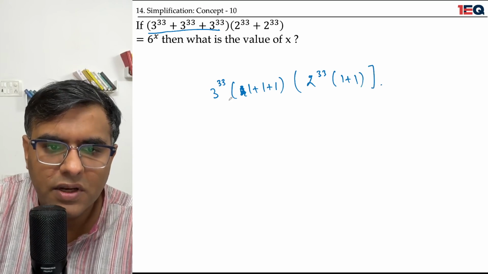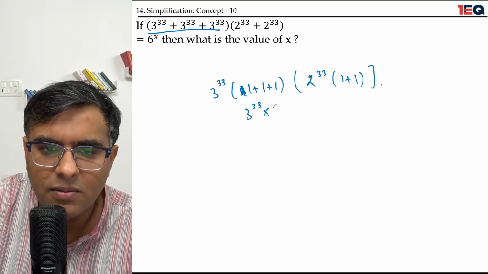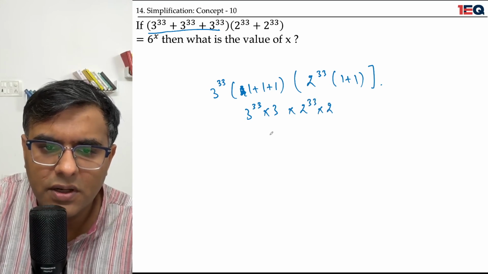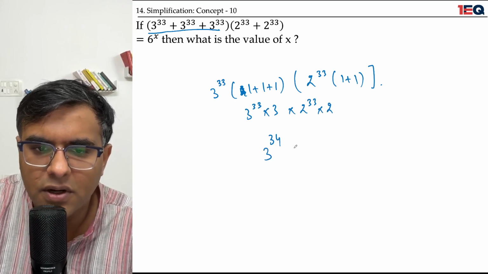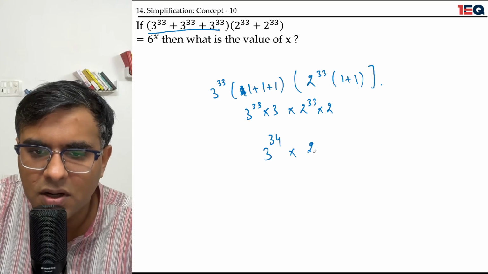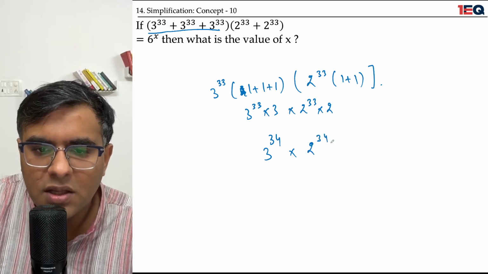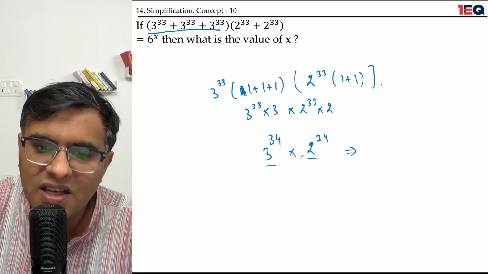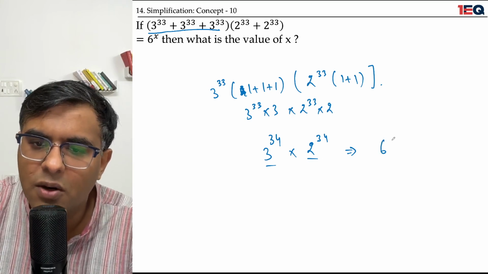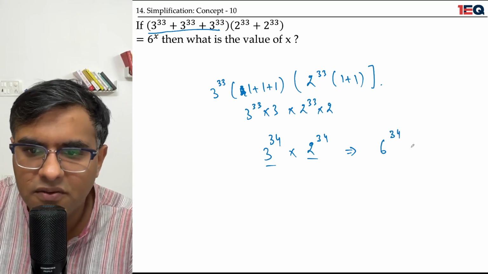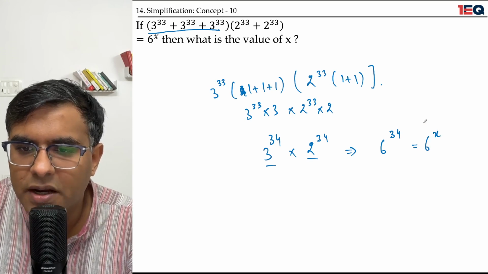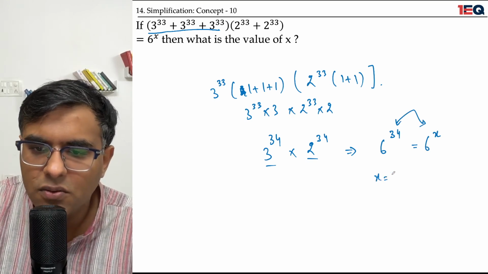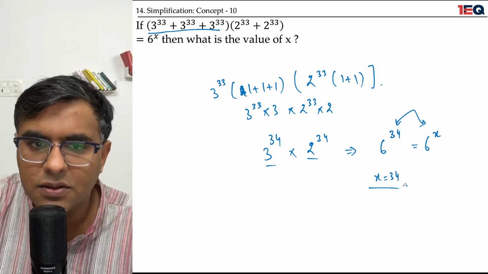Okay, so 3 raised to power 33 multiplied by 3, multiplied by 2 raised to power 33 multiplied by 2. 3 raised to power 33 multiplied by 3 is nothing but 3 raised to power 34, and 2 raised to power 33 multiplied by 2 is nothing but 2 raised to power 34. When the powers are same, the bases can be multiplied, and the original operation which is between them can be carried out. So this is nothing but 6 raised to power 34, and this is also equal to 6 raised to the power x. So the value of x is equal to 34. Okay, x is equal to 34, and this is my final answer.